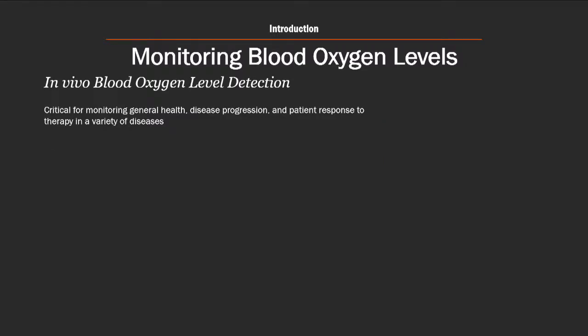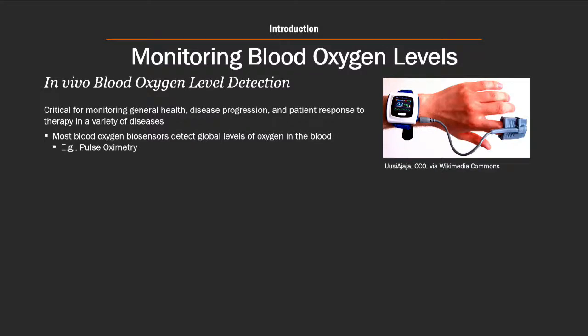Okay. So monitoring blood oxygen levels is actually very important for monitoring general health, monitoring disease progression, and patient responses to different therapies or various diseases. You're all probably familiar with different types of sensors for measuring blood oxygen levels. Pulse oximetry uses optical methods to estimate oxygen blood saturation. Even Fitbits and Apple Watches nowadays can continuously monitor blood oxygen levels throughout the day. However, most of these sensors are looking at global blood oxygen concentrations. And there are a lot of reasons that people would want to look at oxygen concentrations or metabolism in specific areas in the body. So the question is, how do we monitor regional blood oxygen concentrations instead of global?